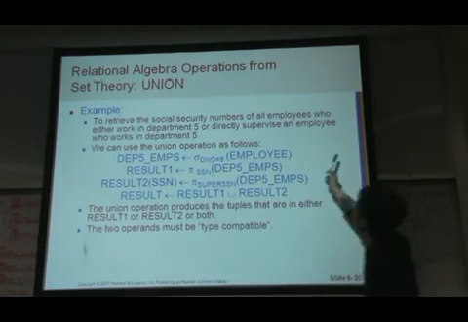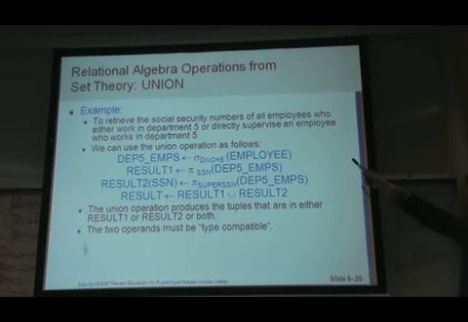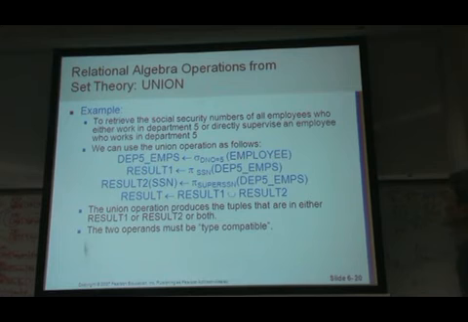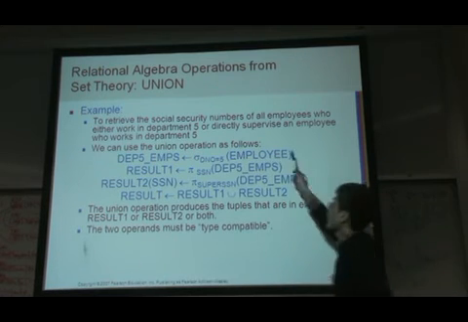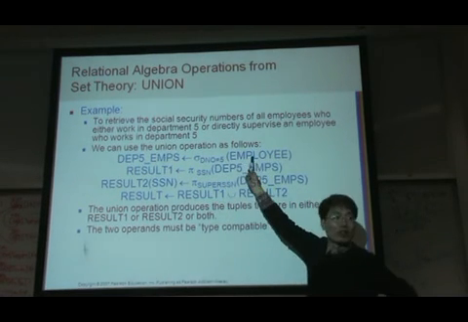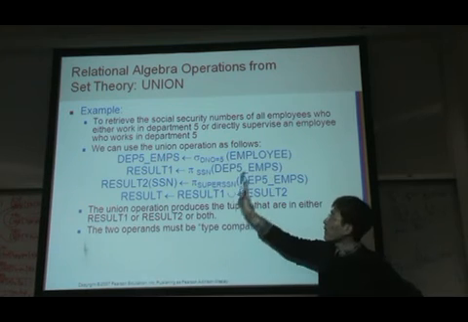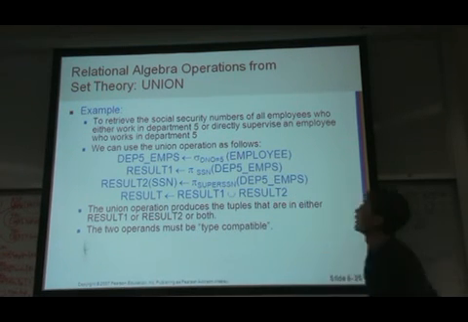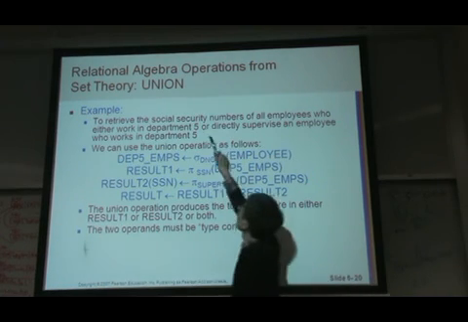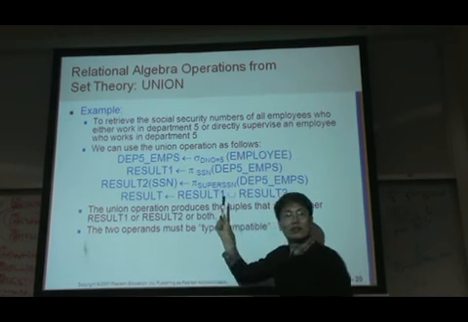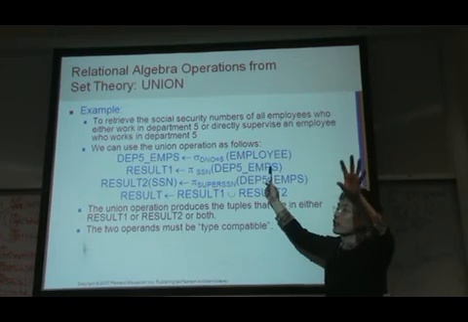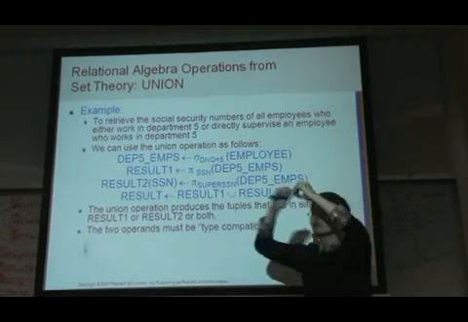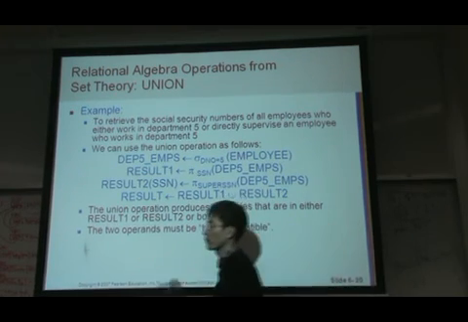The next one is those who supervise an employee who works in department number 5. We need the supervisor's social security number from here, right? Supervisor social security number is result 2. Then it's an OR, so we can union the result of the first relational expression and the result of the second relational expression. So that is a union operation.